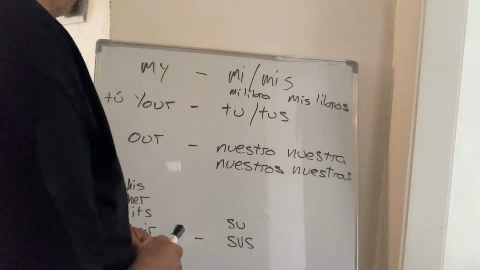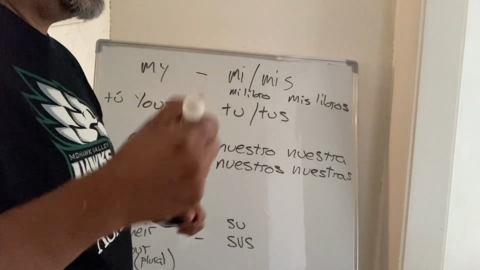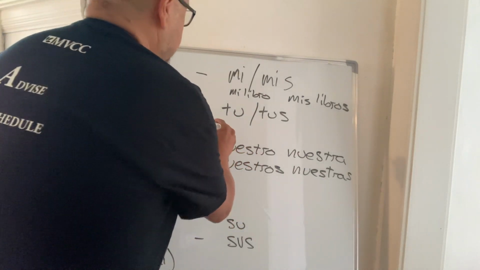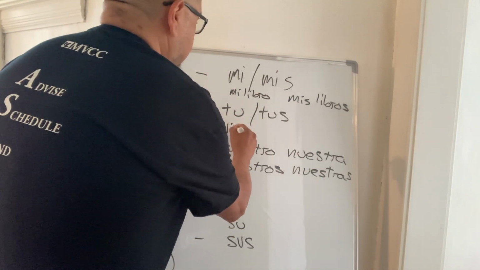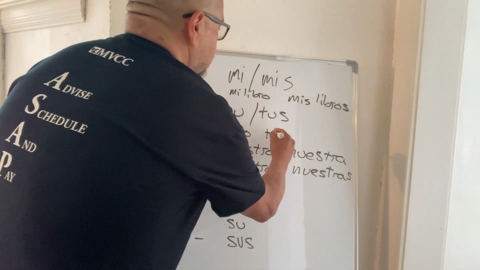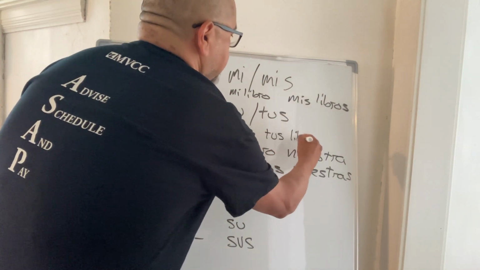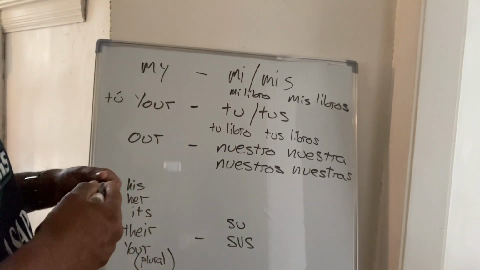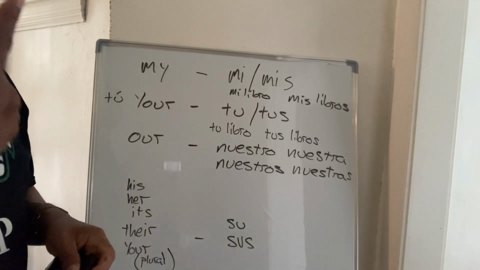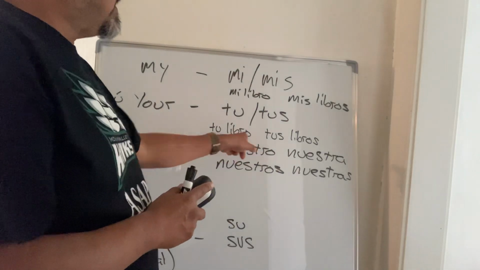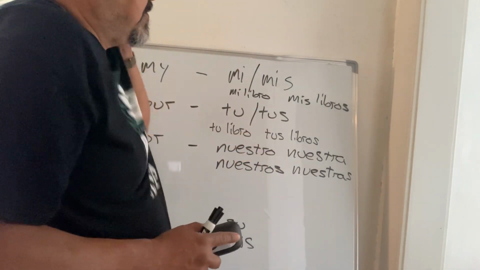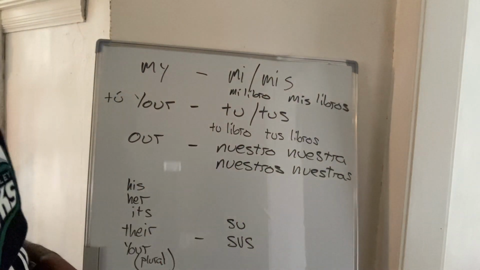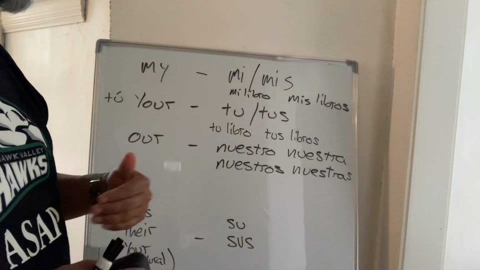Okay, so in this case, same thing. It depends on whether it's singular or plural. So, tu libro, your book, tus libros, your books. So, it doesn't matter that there's only one of you. The singular or plural is determined by the possession, whether it's a singular possession or a plural possession.